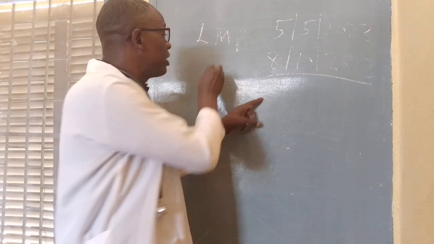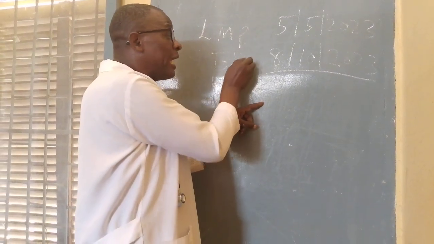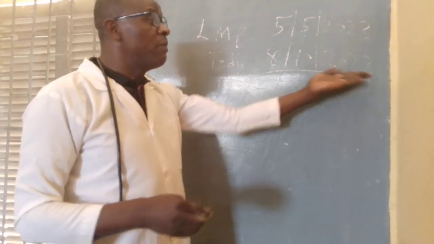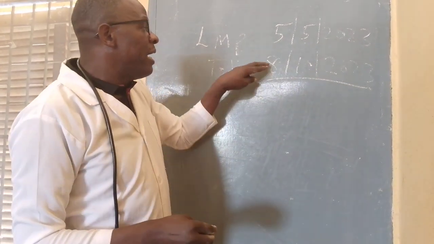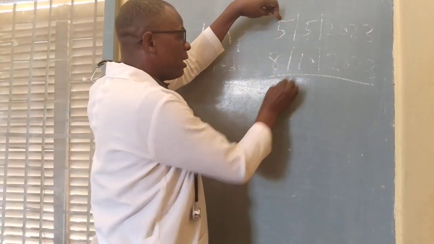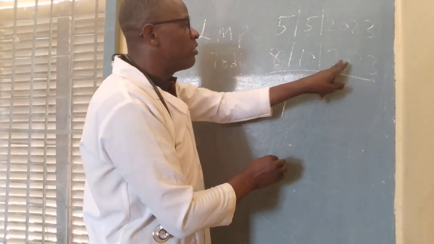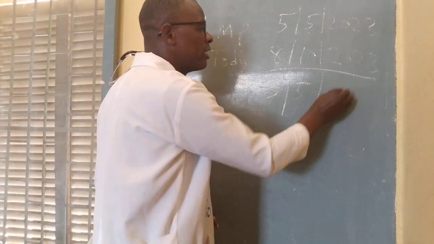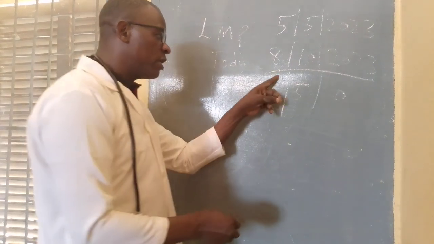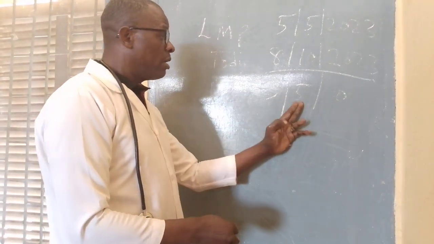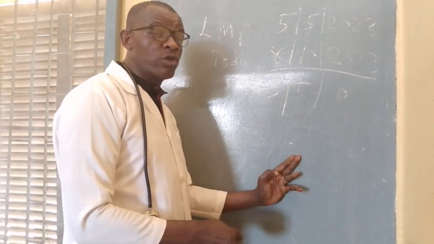That's how you just need to say today. It means the today that I'm talking about is the 8th of October 2023. It will be simple. Just put it like that and come here. 8 minus 5, 3. Go to the month. 10 minus 5, 5. Go to the year. 2023 minus 2023, 0. Convert everything into weeks. 3 is not yet up to a week, so leave it as 3. Then 5 in months. 5 months is equal to what?